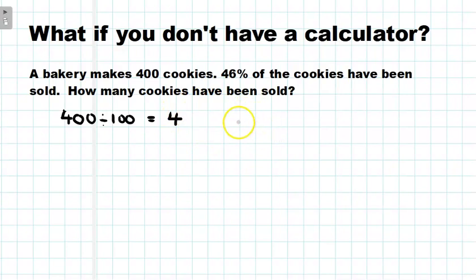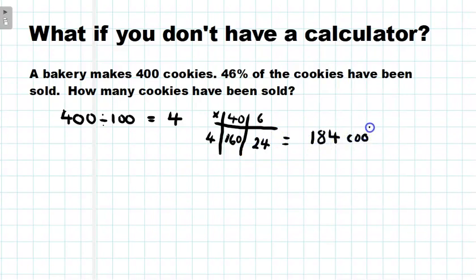Now, you might have a written method that you use for that. I would tend to go for a grid method in this situation. So I'd be going 4 times 40 and 6. I know what 4 times 4 is. It's 16. 4 times 40 is 10 times bigger, so that'd be 160. 4 times 6 is 24. I'd add those together and that gives me the answer 184 cookies.